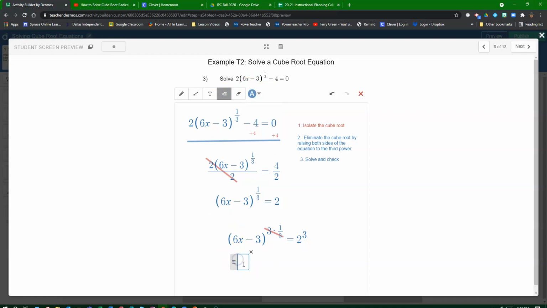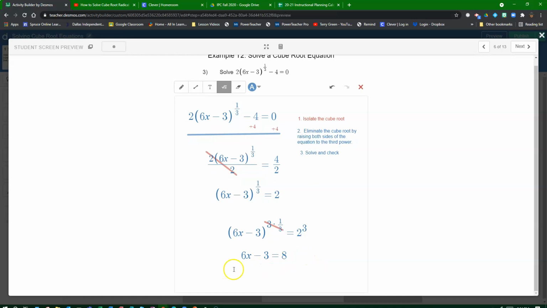So we'll just have 6x minus 3. All the cubic is gone, and that's equal to 8. Okay. Now we've got something that we can pretty much solve here. We're going to add 3 to both sides, and that's 6x equals 11.